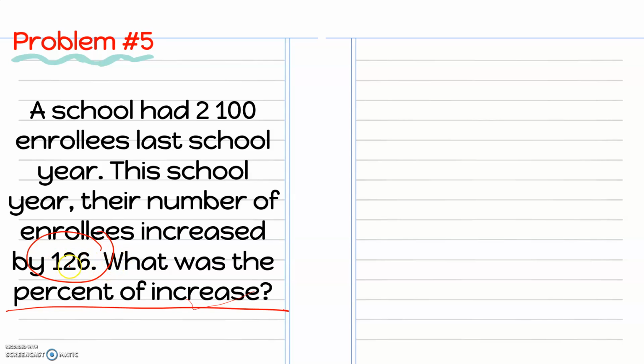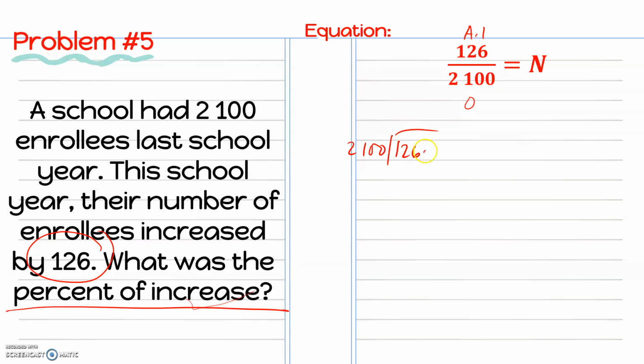It is not the new number of enrollees, rather it is the number of enrollees added to the original number of enrollees. So for our equation, we will have 126 again. This is the amount of increase divided by the original value, which is 2,100. So let's have 126 divided by 2,100. Let's add a decimal point and 0. We now have 1,260 divided by 2,100 is 0. So we have to add another 0 here.